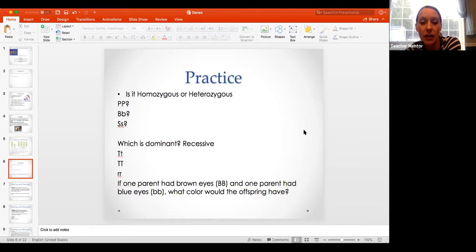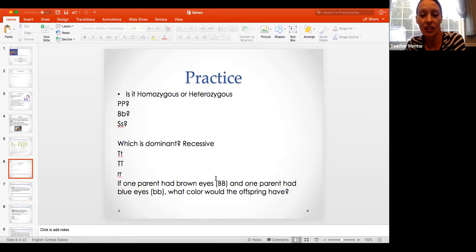If one parent had brown eyes, and we're gonna say they're homozygous, because you'll notice that there's two capital B's, homozygous dominant for brown eyes, and one parent had blue eyes. Again, to have blue eyes, you have to have two recessive traits for it to be seen, okay? So we have homozygous recessive blue. What color would the offspring have? Ding, ding, ding, you guys are quick. You got it, brown. Okay, awesome. You guys are on a roll, okay?